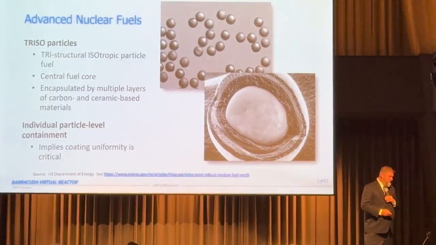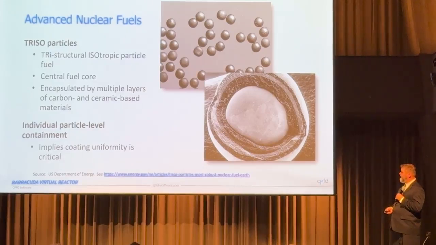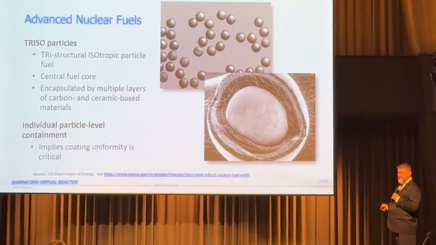I do want to touch on advanced nuclear as a topic. So there is something called TRISO fuels. TRISO stands for tristructural isotropic particle fuel. And what it really is, is a central fuel core. This is typically a uranium oxide, there could be some carbon in there. And then it has multiple layers of carbon-based and ceramic-based containment. So typically there's the carbon buffer layer, and then various carbon-based layers. This is usually a silicon carbide, a ceramic, and another carbon-based encapsulation.